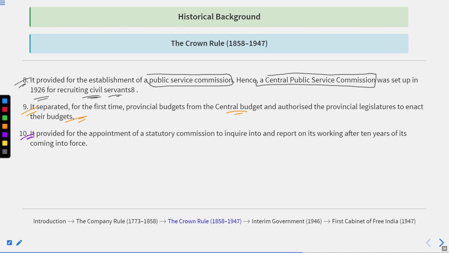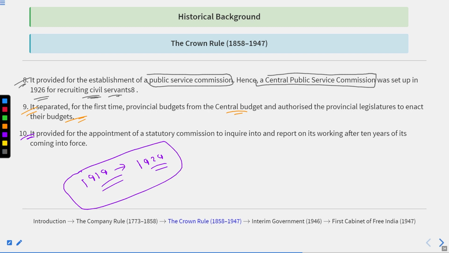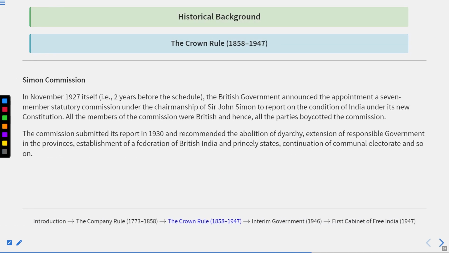Thereafter, it provided for the appointment of a statutory commission to inquire into and report on its working after 10 years of its coming into force, like it was established in 1919. So how the act worked and what changes were brought about till 1929, meaning 10 years after, would be judged by the statutory commission. Okay, and then we know there was a Simon Commission appointed for this.